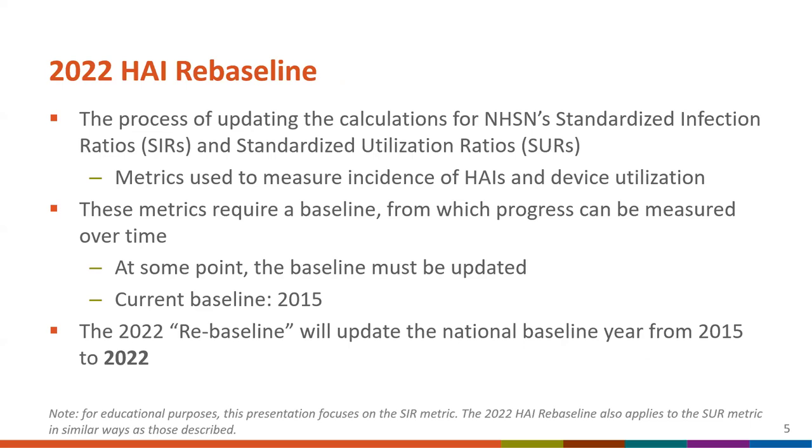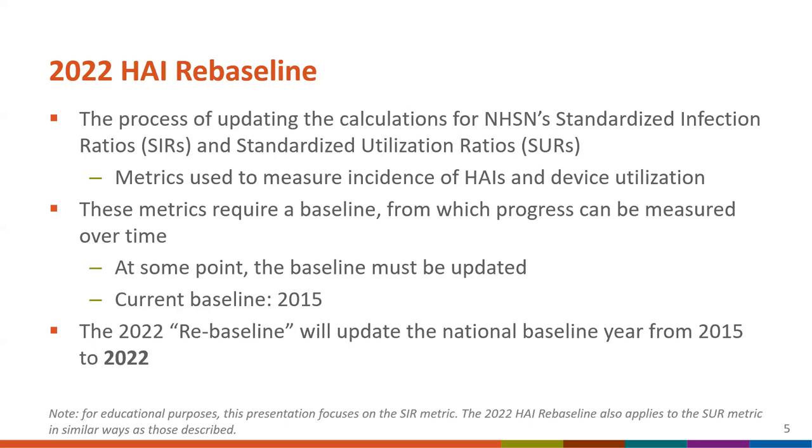So these are the two metrics that we use to measure incidence of HAIs and device utilization in your facilities or your group, as well as at the state level and at the national level. These metrics do require a baseline from which we can measure progress. And at some point in time, that baseline needs to be updated.